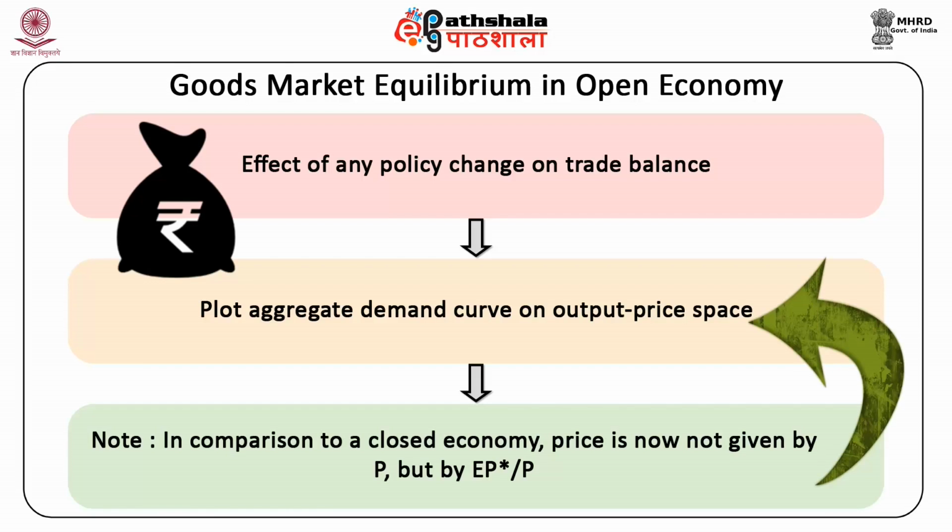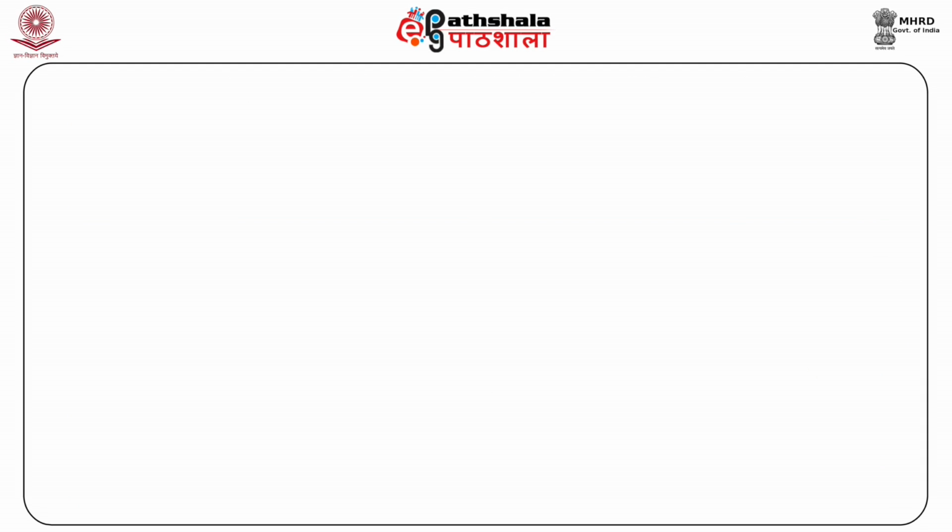However, note that in comparison to a closed economy, price is now not given by P but by EP star by P. The analysis shows how to make aggregate demand or output curve in the goods market for an open economy. Now we will discuss the effect of change in the relative prices on aggregate demand or output, that is also known as the derivation of demand curve.